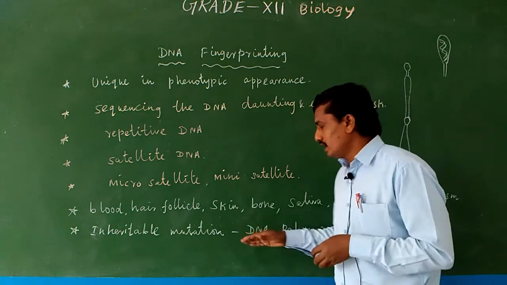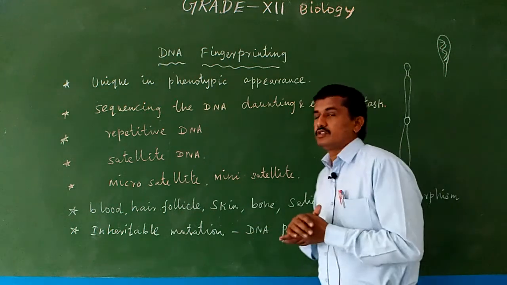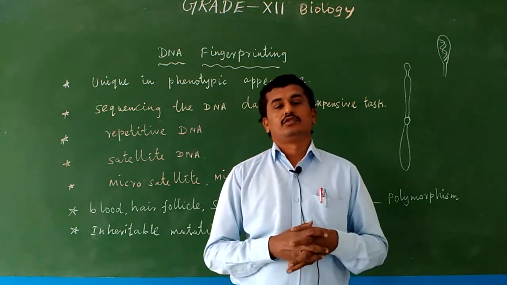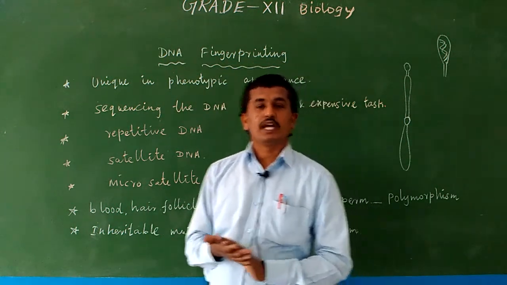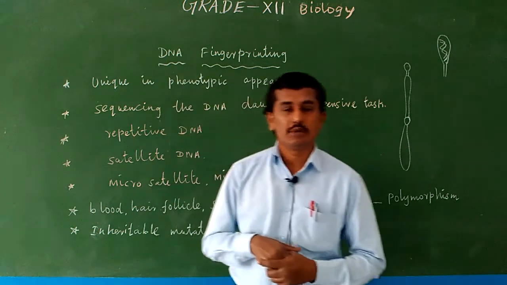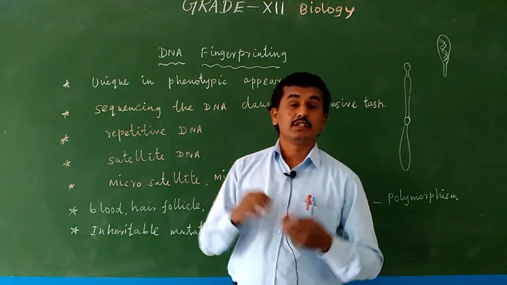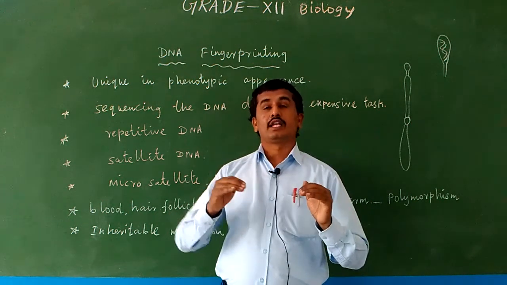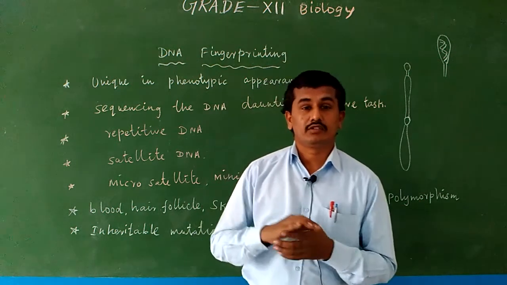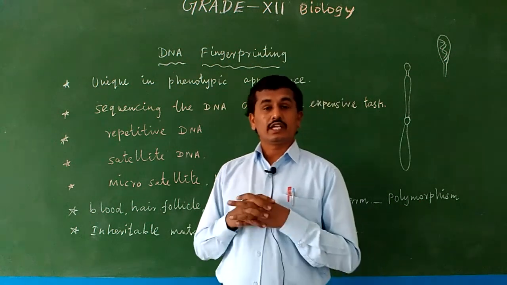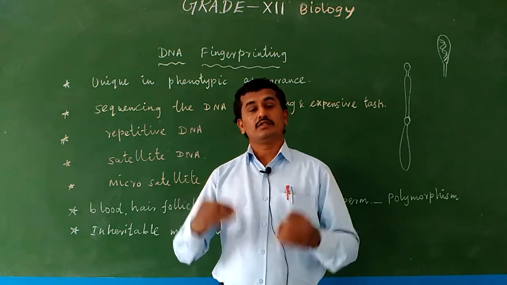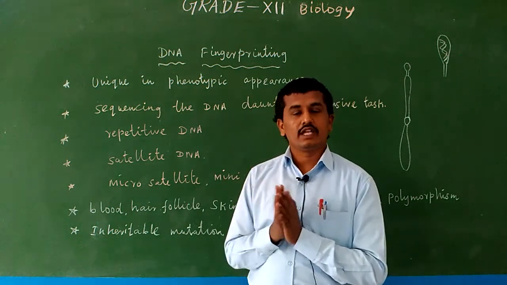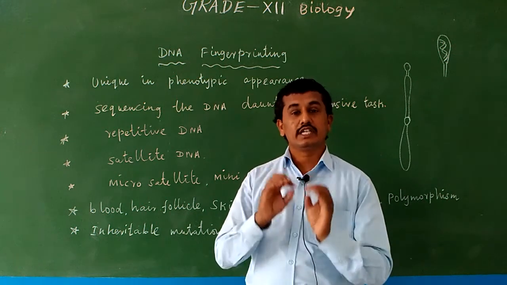Inheritable mutations, DNA polymorphism. For example, with the use of DNA fingerprinting, we analyze evolution also, with the use of molecular biology techniques. Molecular biology means what? Molecular phylogeny means what? With the use of DNA analysis and DNA base pairing, we conclude the order in which evolution has taken place. So evolution is identified with the use of molecular phylogeny, by comparing DNA.